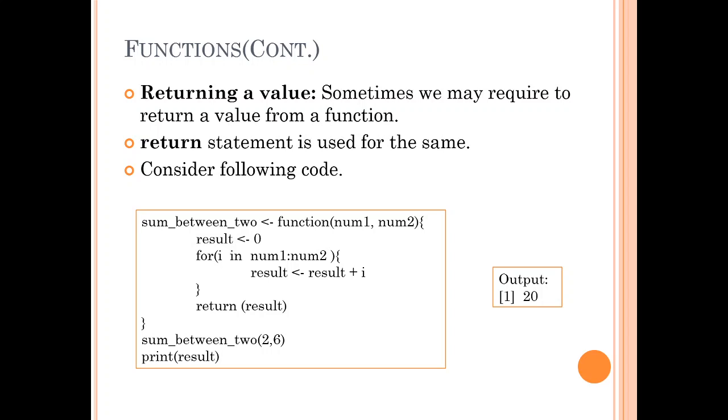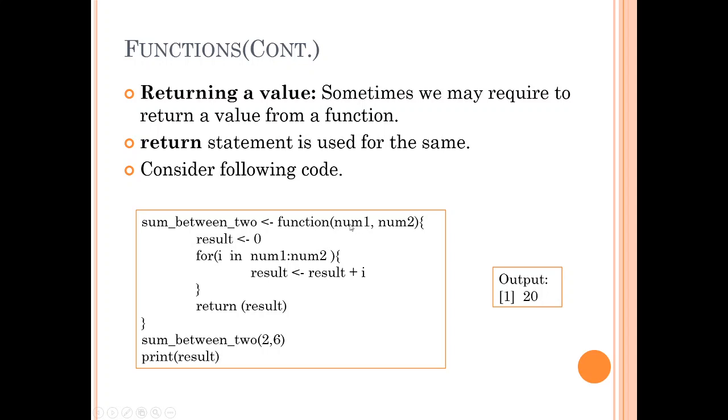So now, creating a function to return a value. It is very important for a function to return a value. For making a function return some value, we use a return statement. Just like in C and C++, here also the return statement is used. Now check this. We are creating a function. sum_between_2 is the name of the function. What the function is doing is taking two numbers.